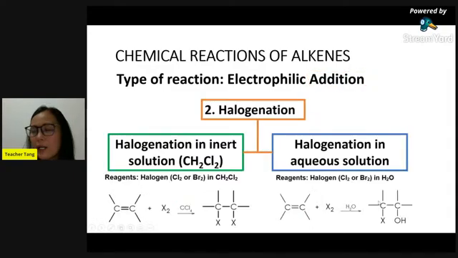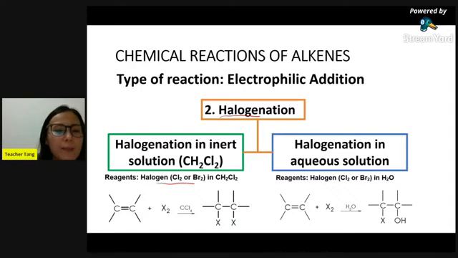So then we move on to look at halogenation. Just now we have looked at hydrogenation. In hydrogenation, the electrophile is the hydrogen. In halogenation, the electrophile will be the halogen, and this halogen can be chlorine or bromine. Halogenation can be conducted in inert solvent or in water.